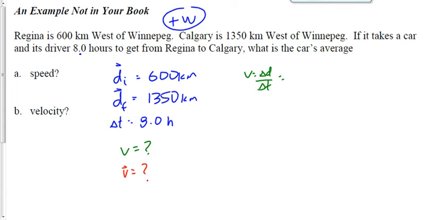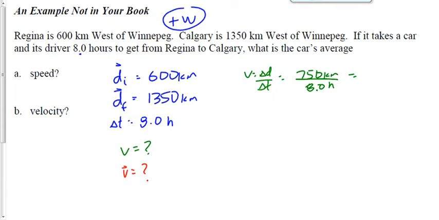What's the distance traveled here? How far did I go from Regina to Calgary? Yep, 750 kilometers. Time is 8 hours. Can I use kilometers and hours here? Sure, I can. What am I going to get for units for speed if I use kilometers and hours here? Kilometers per hour. That's okay. Sometimes it's not okay, but this time it is okay. Again, I'll tell you when it's not okay.